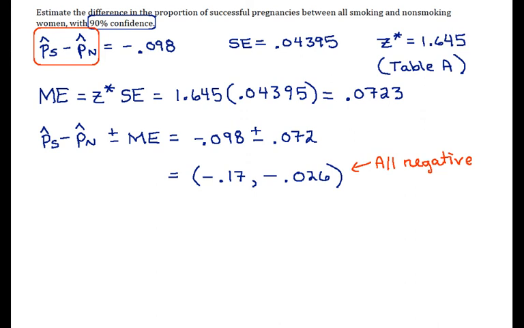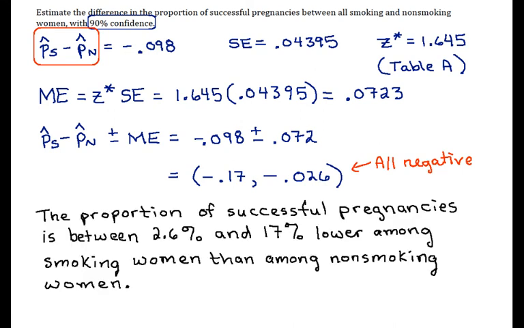So we want to say that the proportion of successful pregnancies is between 2.6% and 17% lower among smoking women than among non-smoking women, or we could say higher among non-smoking women than among smoking women. Since the values were negative and smoking came first, I chose to do a little bit more direct interpretation and use the word lower, stating smoking first and non-smoking second. But it works to write it in the other order, also using the word higher.